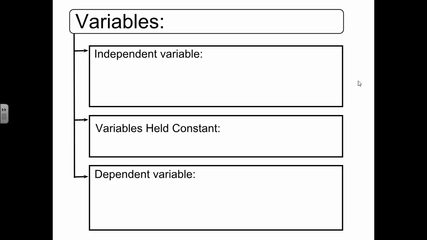So when we are talking about experiments, one important factor is something that we call variables.